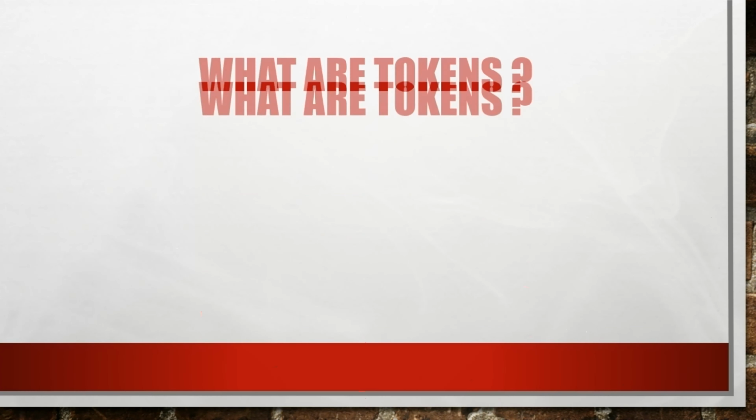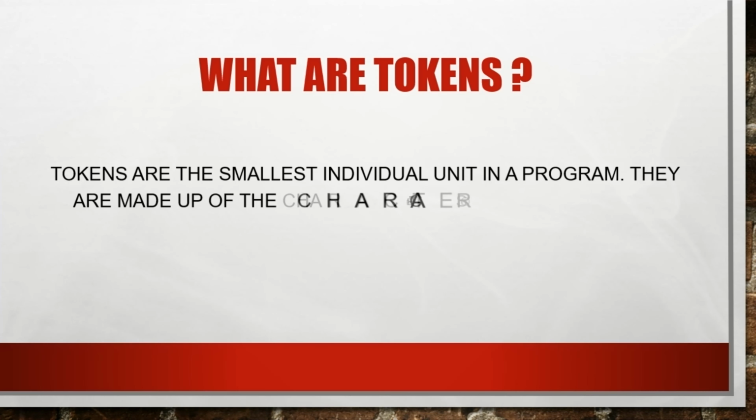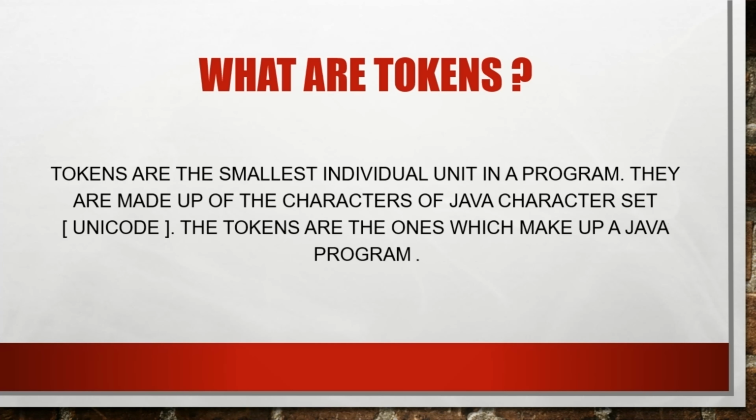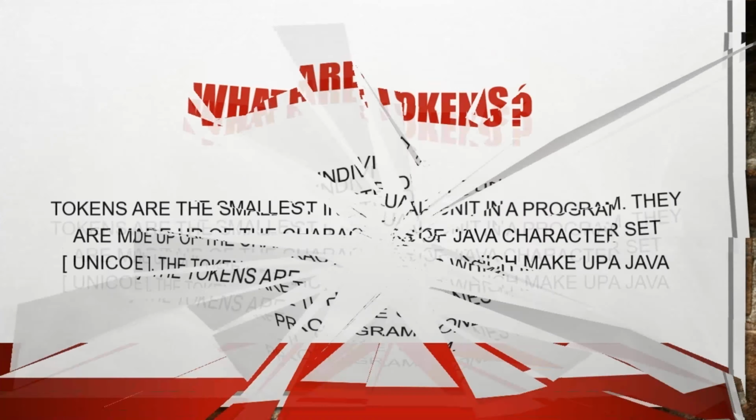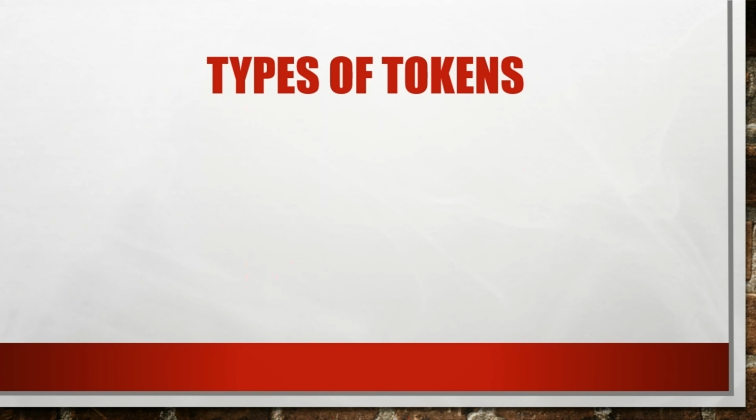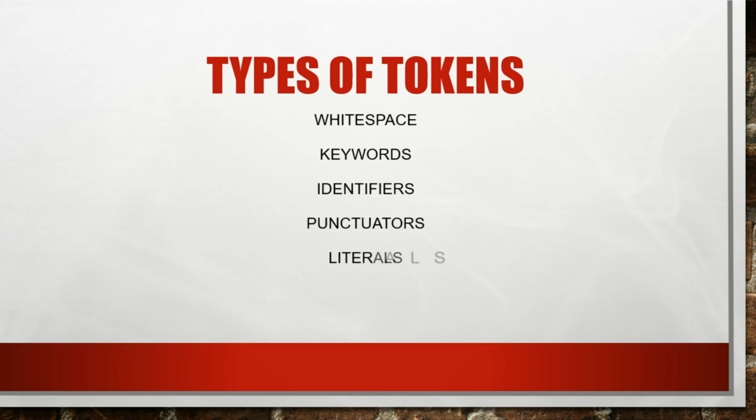Now to start with, what are tokens? So, tokens are the smallest individual unit in a program. They are made up of the characters of Java character set, that is Unicode. The tokens are the ones which make up a Java program. Now in Java there are a total of 6 types of tokens. We have white space, keywords, identifiers, punctuators, literals, and operators.